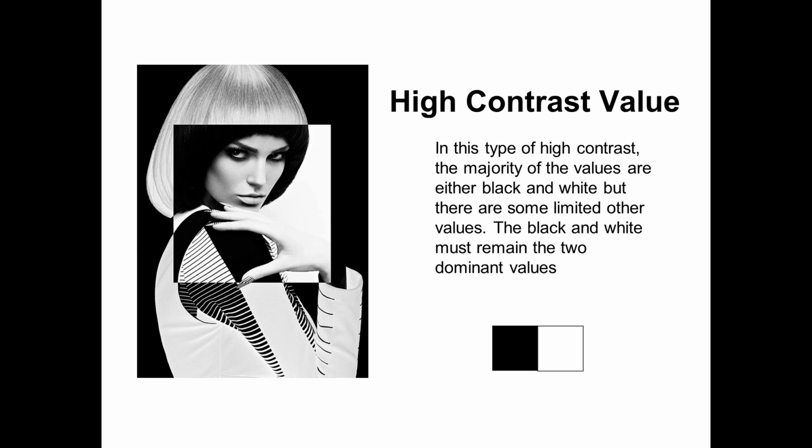So again, if we were looking at this photo and we were going to sort it out like puzzle pieces, we would have a pile for black, a pile for white, and then we would have a smaller pile of other values. Those other values in this case would be values like here in the hair, the cheek, some of the shadows in here. But the dominant values in this are black and white.